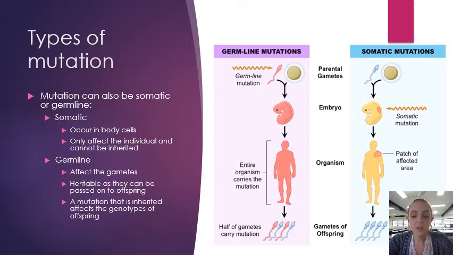Germline mutations are those that affect the gametes. So they're going to impact the DNA that's in the sex cells. And those are going to be passed on to offspring because it actually affects the sex cells themselves. And so that's something that can be passed on and was likely passed on to that person by their parents and so forth.